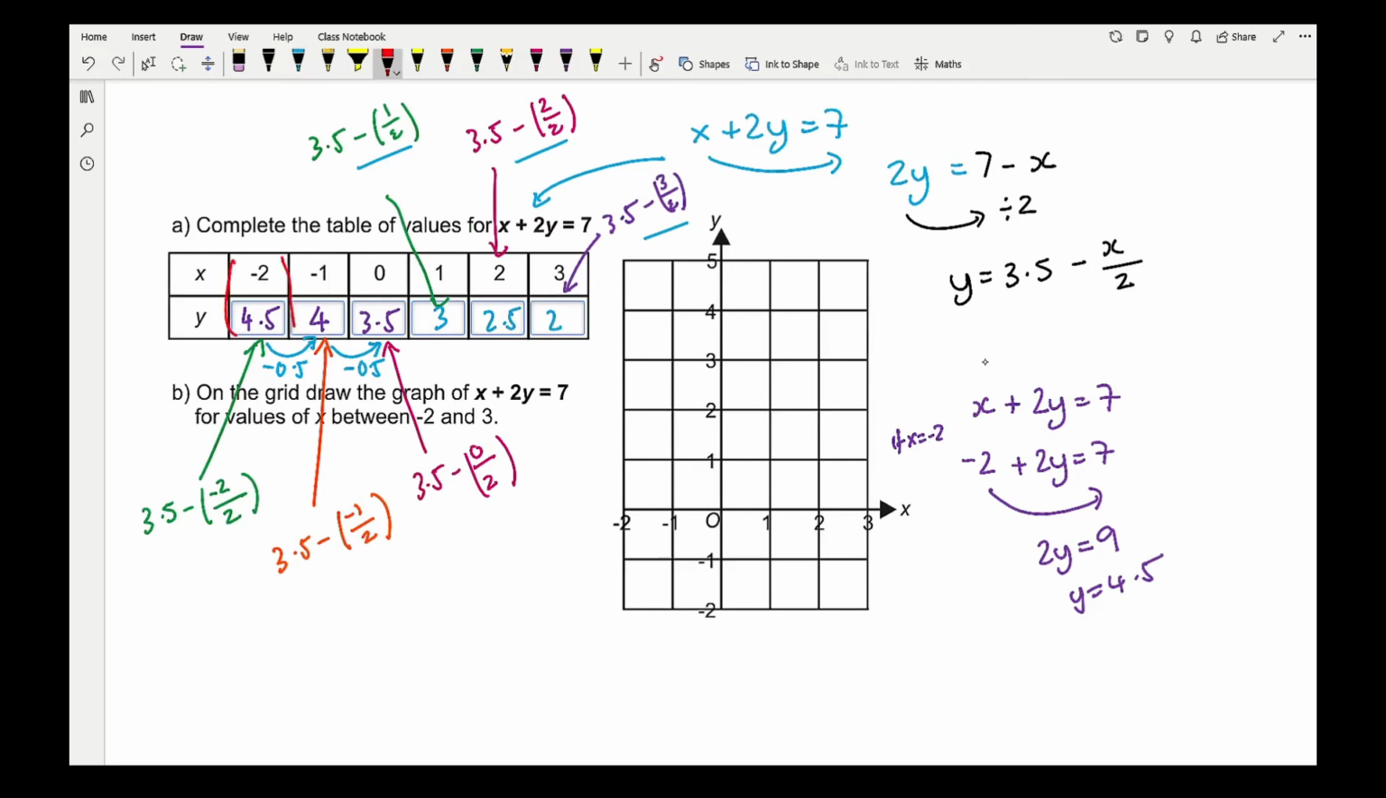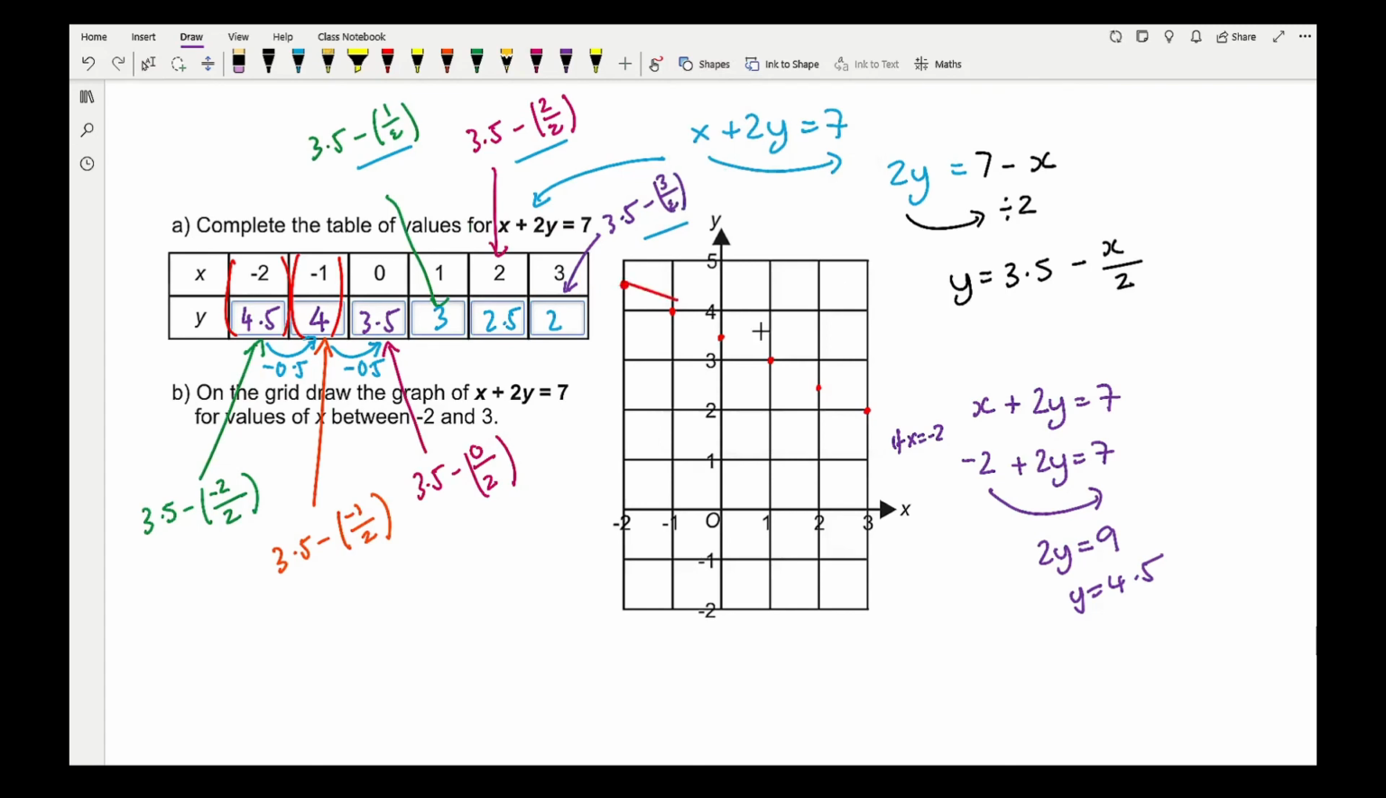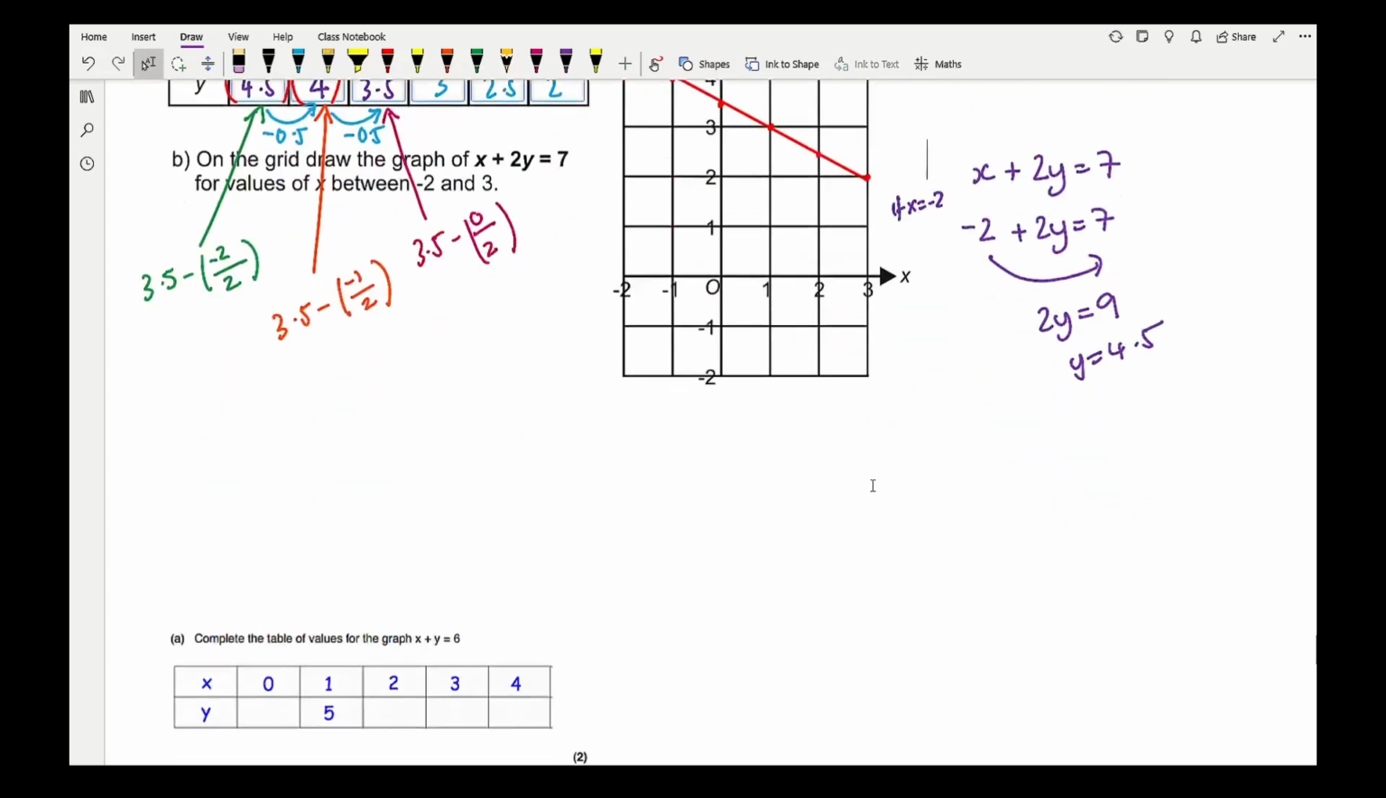And then what I can then do is plot those coordinates. So I'm going to plot these points. Minus 2, 4.5 is going to be here. Minus 1, 4 is there. 0, 3.5 is going to be there. 1, 3 is there. 2, 2.5 and 3, 2 is going to be there. The last thing for me to do is join those points up with a straight line, which I can do like so. And there is my equation.